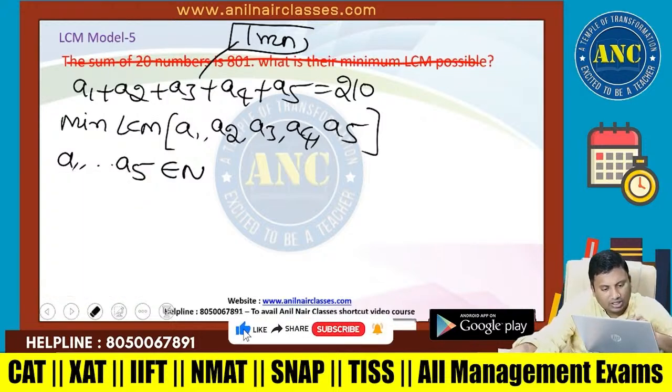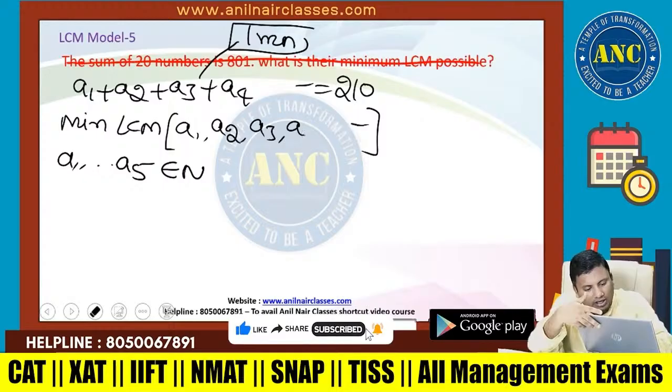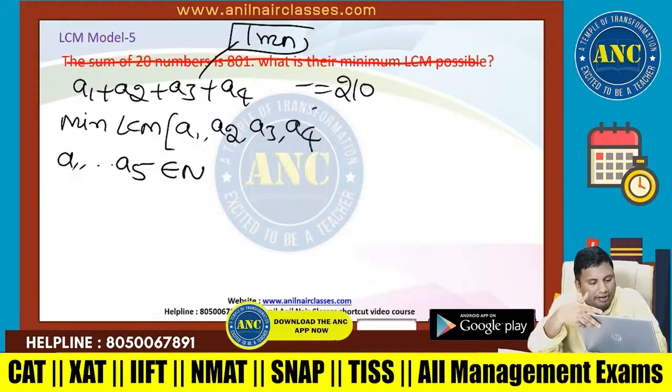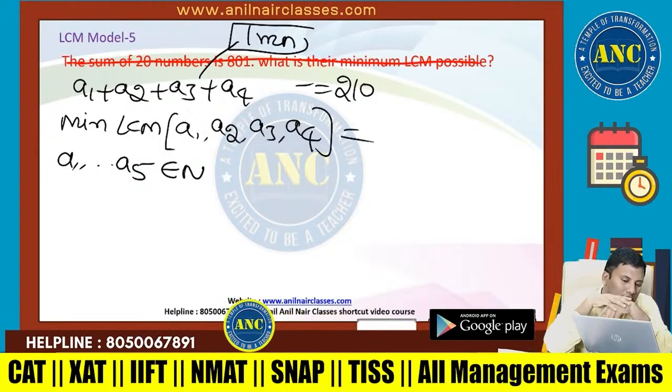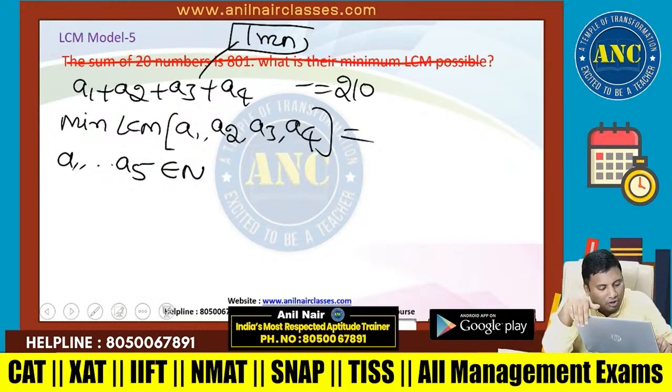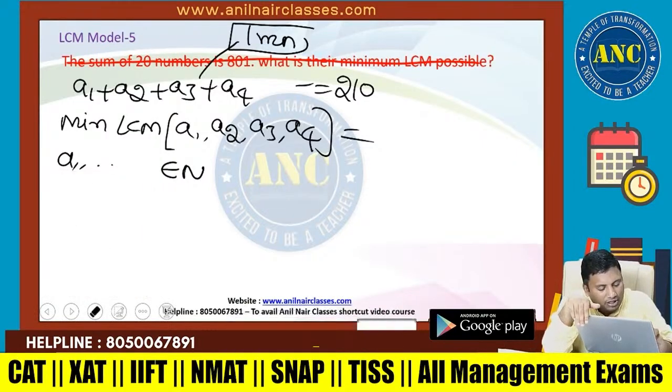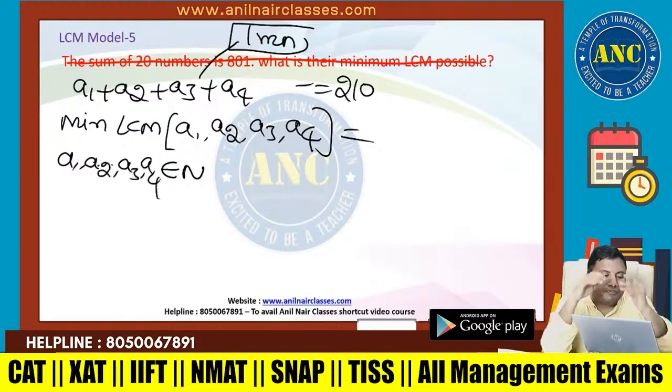I will change this one. Now tell me the answer. A4. There are no 5 numbers, there are only 4 numbers. Otherwise, I am thinking how come directly you got 42. Let me twist the question. A1, A2, A3, A4. Only 4 numbers are there.